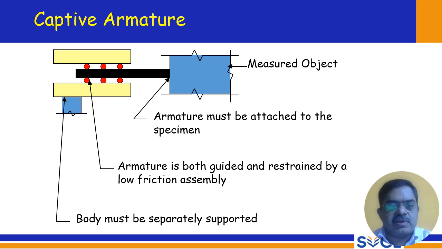Captive type. In the captive type, you have guides, and you can see these are the rollers or balls. So these will maintain the alignment of the core movement. That is very important here. And this is the object for which the displacement is being measured. The measured object's armature must be attached to the specimen, and it is the same construction except for these guides. The armature is both guided and restrained by a low friction assembly. The body must be separately supported. So this is an improved construction from the unguided type.